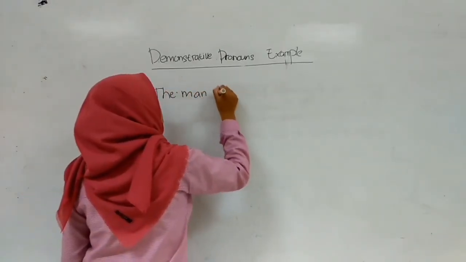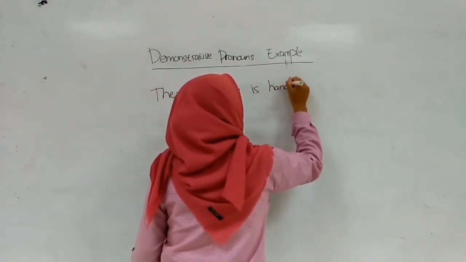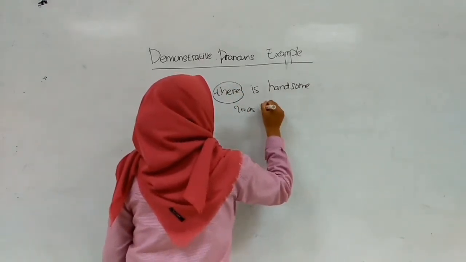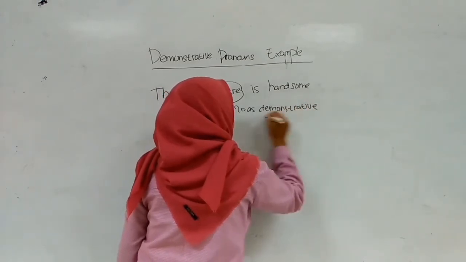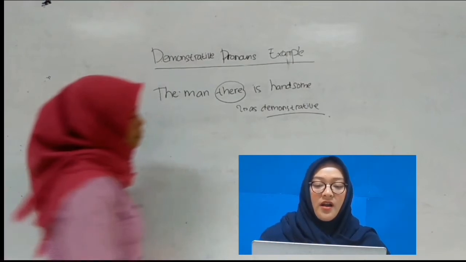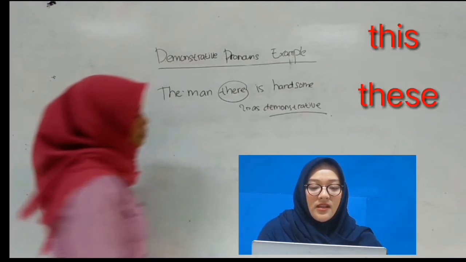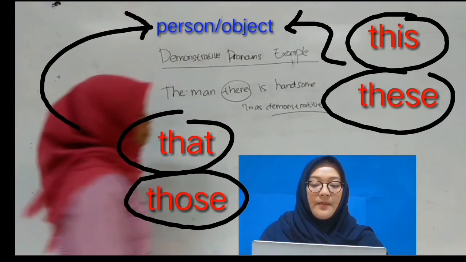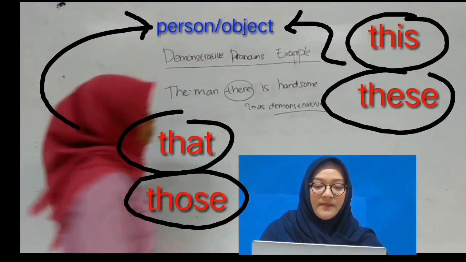The man there is handsome. The remaining nominal demonstratives, which are also selective nominal demonstratives, this, that, these, those, refer to the location of something, typically some entity, person, or object that is participating in the process.